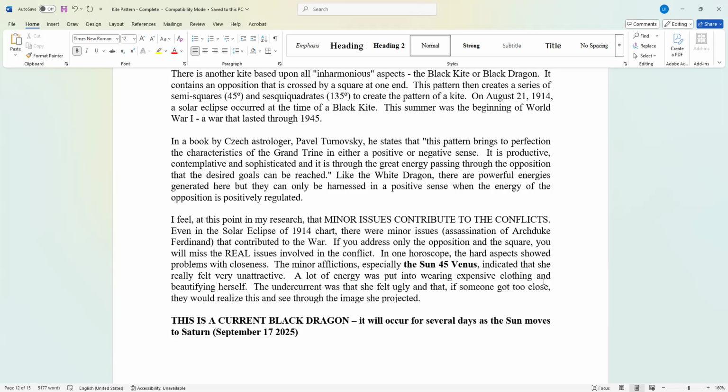And one of the minor afflictions was the Sun forming a 45-degree aspect to Venus. Now, I will tell you what that aspect means, whether it's involved in a black dragon or not. It indicates that the person always feels very unattractive. Sometimes they can put a lot of energy into wearing expensive clothing or beautifying themselves, but in the undercurrent, that person always feels ugly, and that has an impact on her relationships with other people. I usually see this with females.